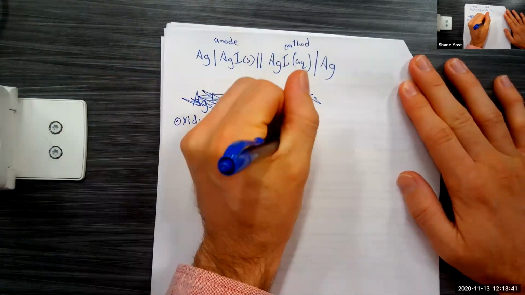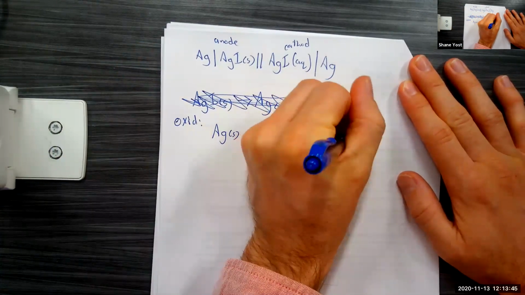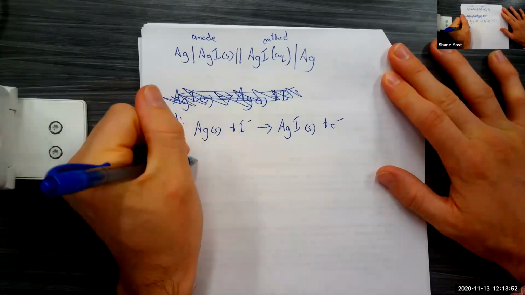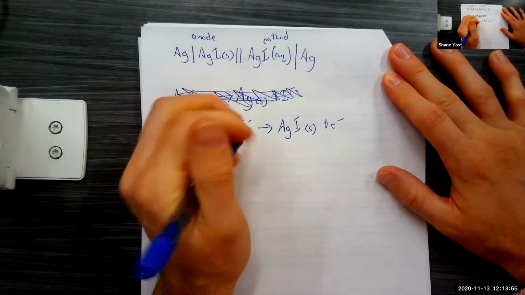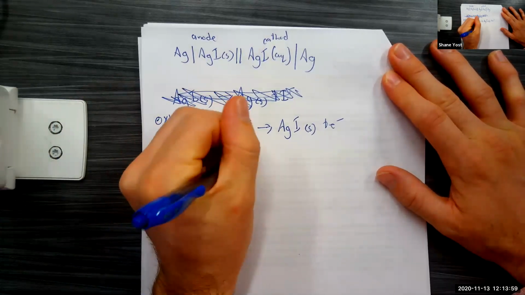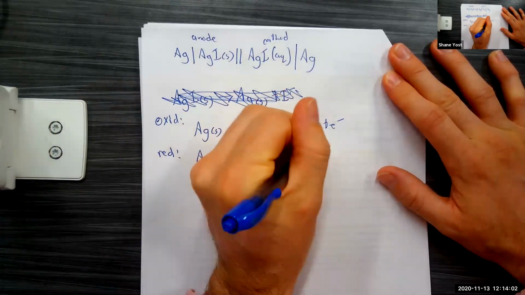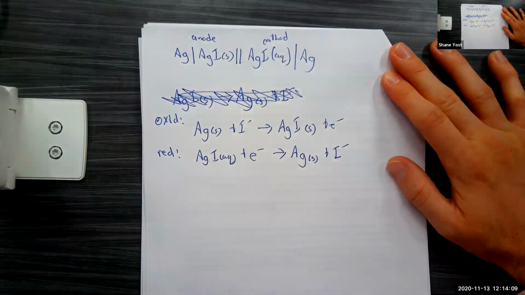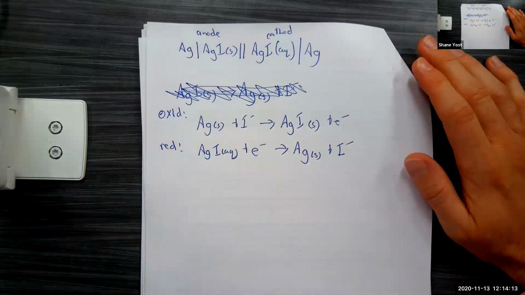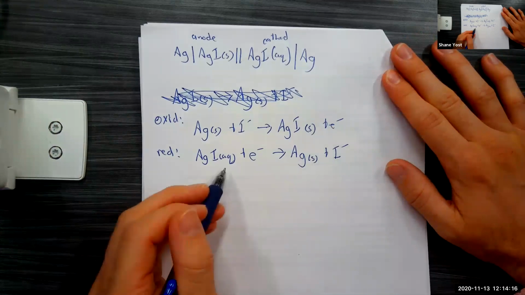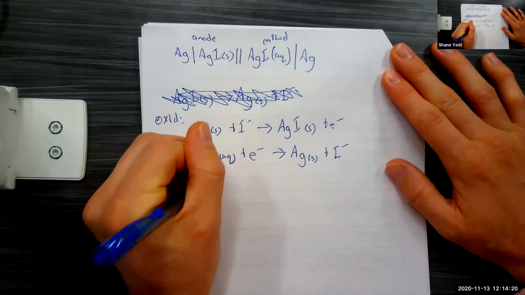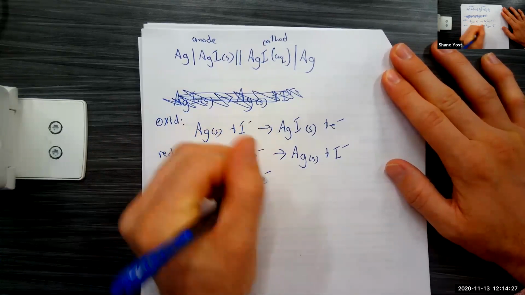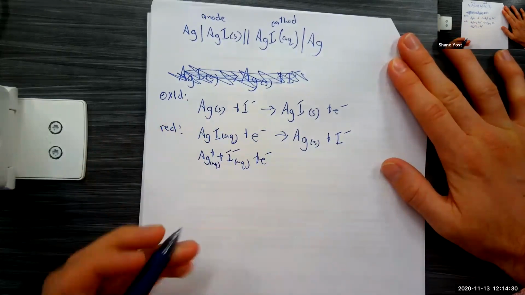forming AgI solid plus an electron. And then my reduction reaction on the other side is AgI aqueous plus an electron forming Ag solid plus I minus, which AgI aqueous is just Ag plus I minus, aqueous, plus e minus. So my overall chemical reaction is the sum of these two.